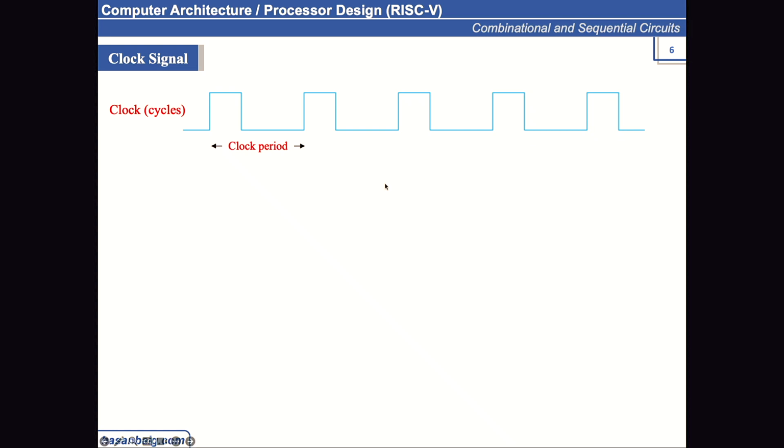Did you say the clock period was the entire thing, or just the clock? So the clock period is from the positive edge to the next positive edge. You can also read it from the negative edge to the next negative edge. So the occurrence of the next same activity is considered as a clock period.